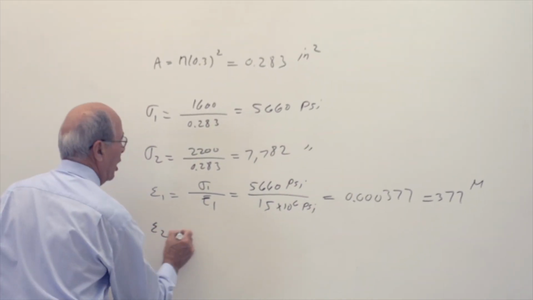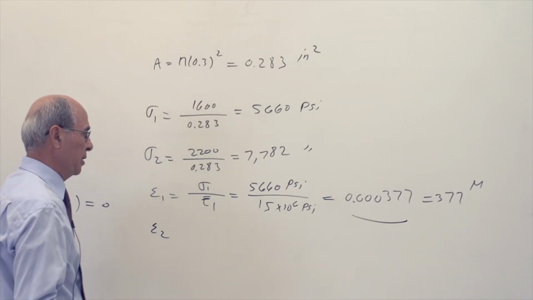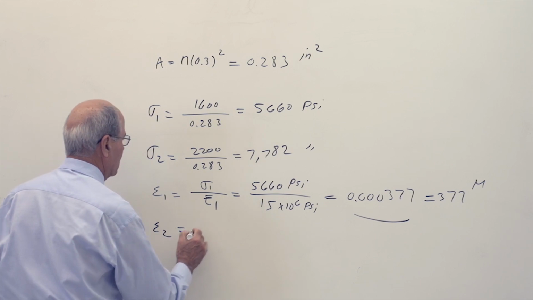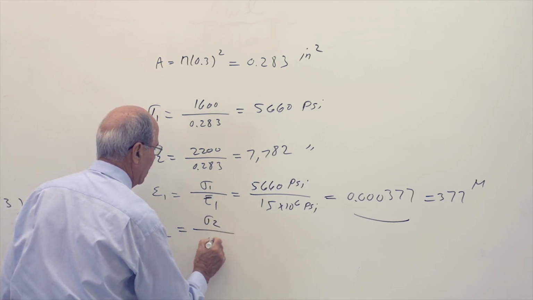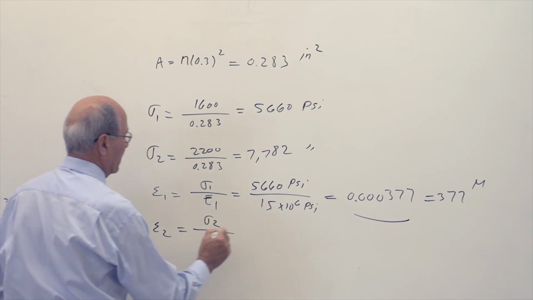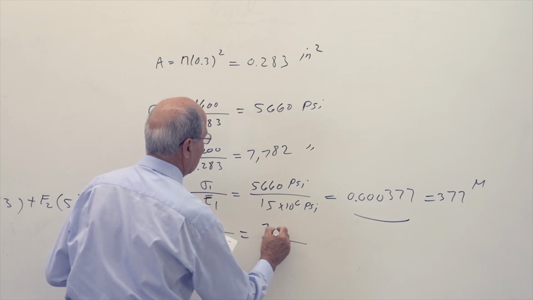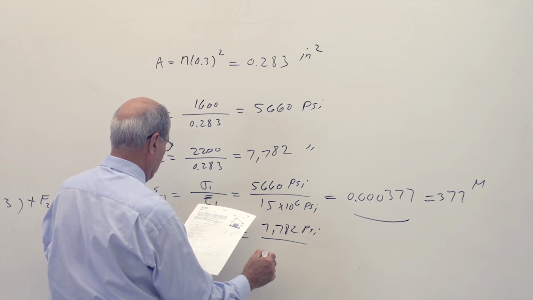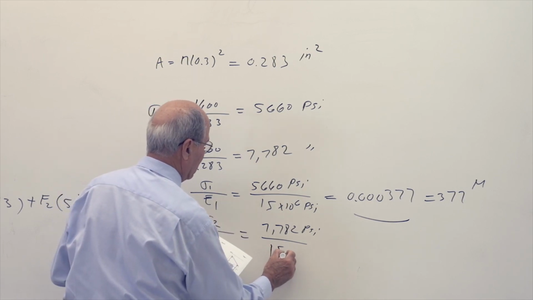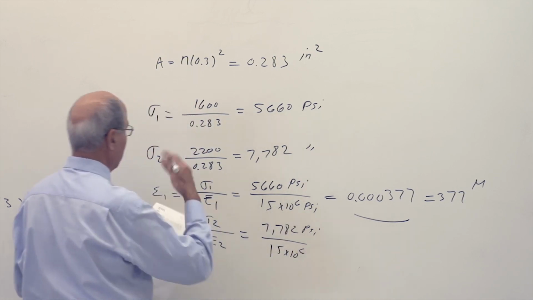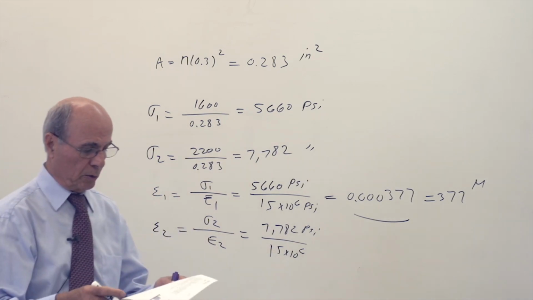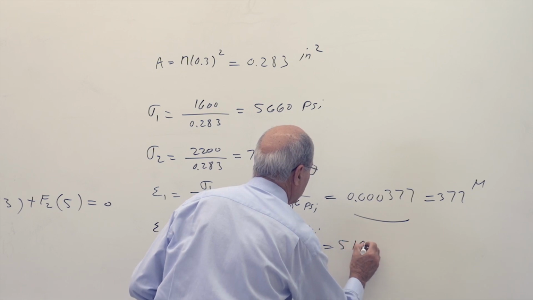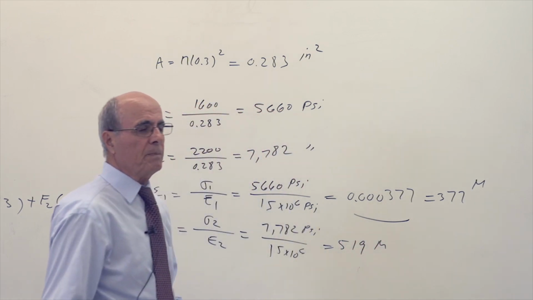Same way epsilon 2. However you wrote it, you get full credit, because as I said, the solution manual does it that way too. Epsilon 2 is also equal to sigma 2 over E2. For the other material, which we have there, 7,782 psi divided by E, which was given the same. Yeah, this is the same material. Actually, yours was simple. The other class has a different problem, and different material too. So here the same E, so it becomes equal to 519 micro.